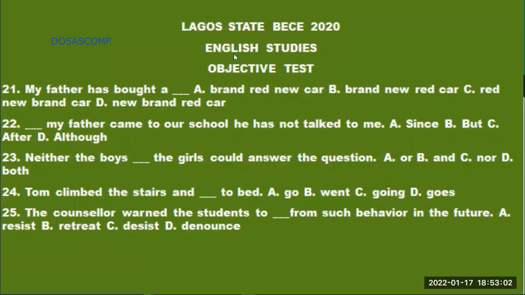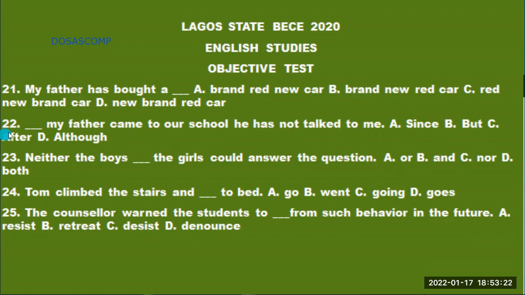Okay, so now that's the correct option. Option B, brand new red car, because brand is opinion, new is age, red is color. And that is the order of adjectives.